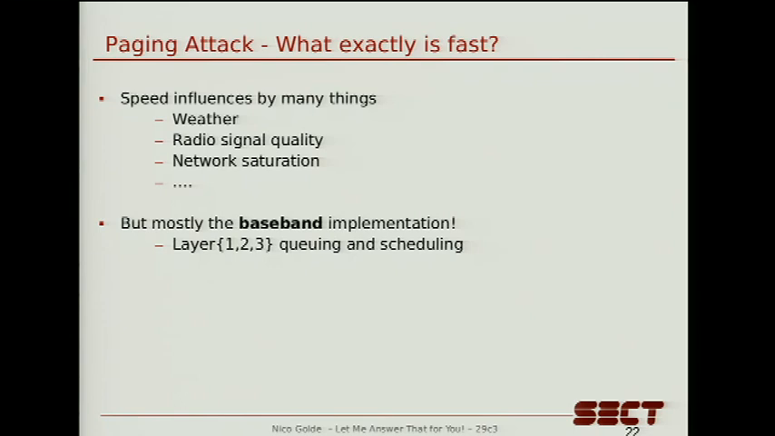Speed for radio transmission is influenced by various things. You have obviously weather. If it's raining, the signal is not transmitted as well as if it's not raining. But those are all factors that are not too important in terms of speed. This is not like a difference of 0.1 seconds or something. But what actually makes the difference in practice is what's called the baseband implementation.